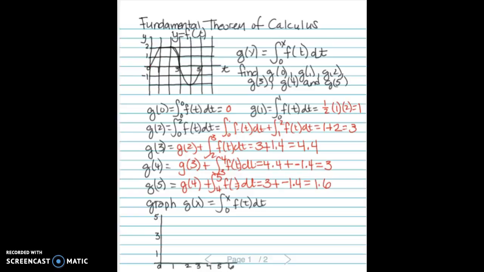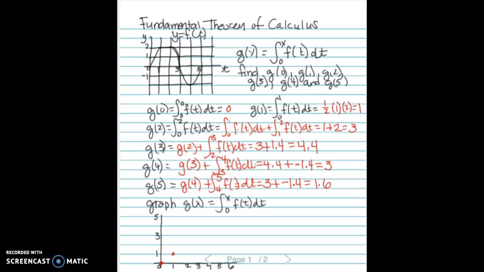Now we're actually going to graph our g of x equals the integral from 0 to x of f of t dt. And the way that we do that is we're going to plot our points that we had. Okay, so for our first one, we had g of 0. So when t is 0, g of t would be 0. So we're going to put a point at 0, 0. Our next one was g of 1. When t was 1, then g of t is going to be 1. So there's my second point.